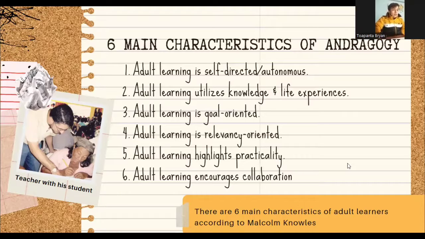4. Adult learning is relevancy-oriented. One of the best ways for adults to learn is by relating assigned tasks to their own learning goals. 5. Adult learning highlights practicality. Placement is a means of helping students apply theoretical concepts learned inside the classroom to real-life situations. 6. Adult learning encourages collaboration. Adult learners thrive in collaborative relationships with their educators when learners are considered by their instructors as colleagues. They become more productive. Thank you.